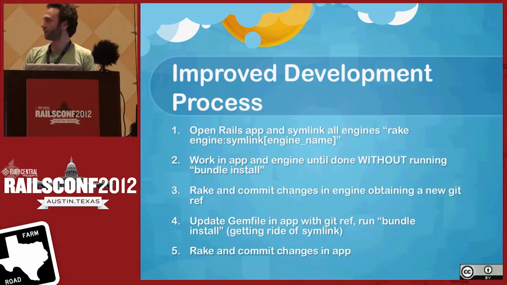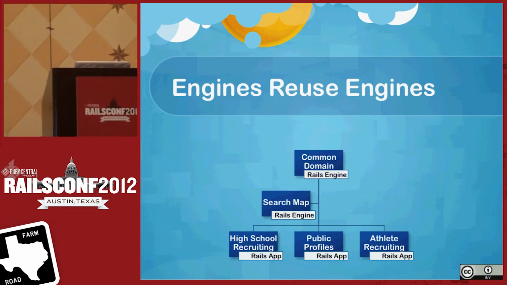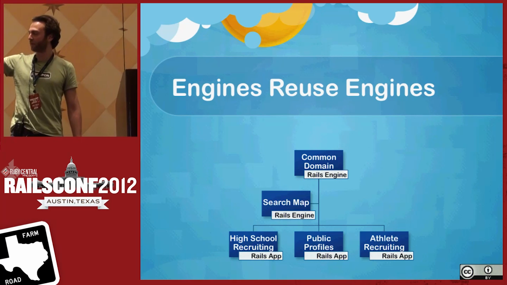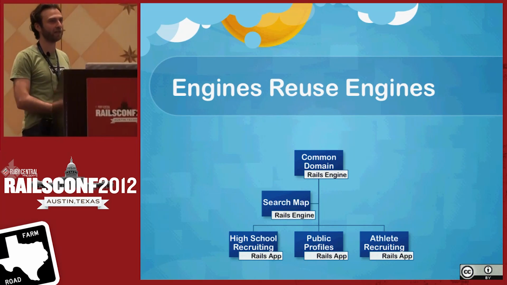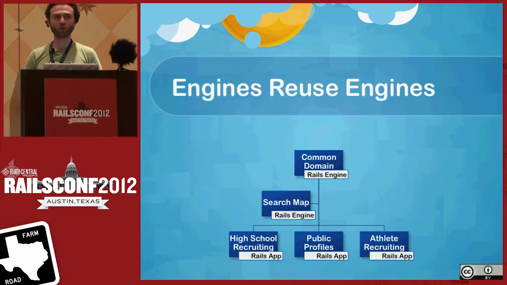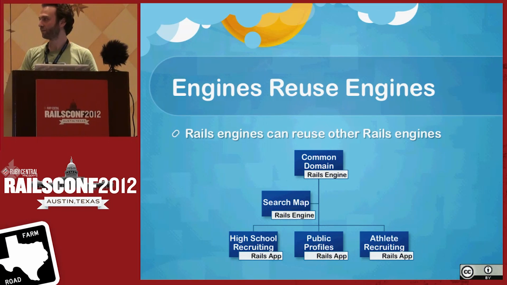All right, trade-offs. Engines can reuse engines, which in that example that I mentioned earlier, we already have a case of that. The search map also relied on common domain elements like the college model. So not only did the 3 apps need the college model, even the search map did. So it still needed the common domain. So we've had an engine reuse an engine, and that's completely possible. You can totally do it. It's great.